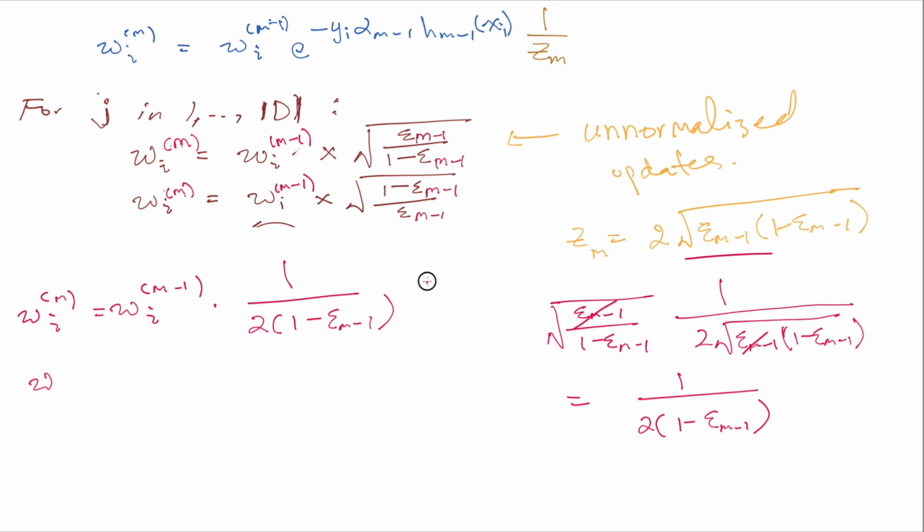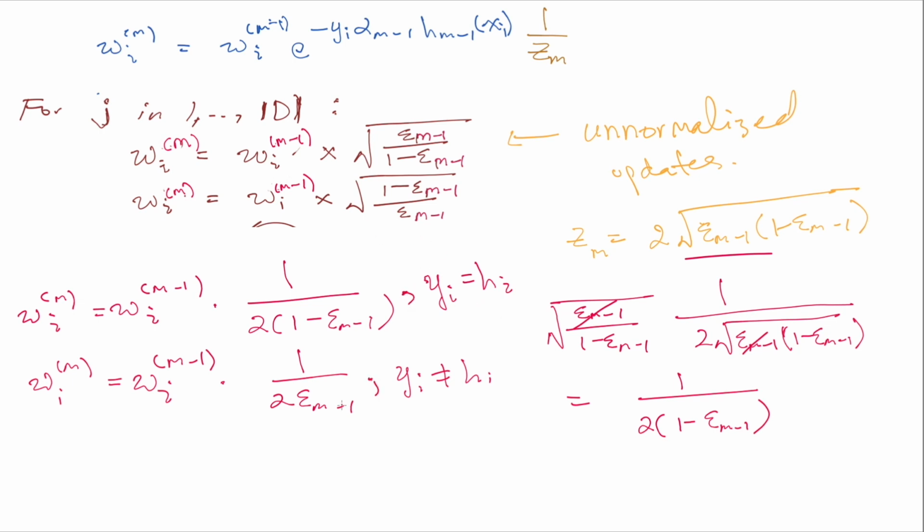And so this is the case where yi is equal to h of xi, so there's no misclassification. In the other case, I'll leave it for you to work out, but it's just 1 over 2 epsilon m minus 1 if yi does not equal h of xi. These updates are normalized in the sense that the sum of the weights is going to be 1, but it actually doesn't change much. It actually changes nothing. You'll still get the same model either way.